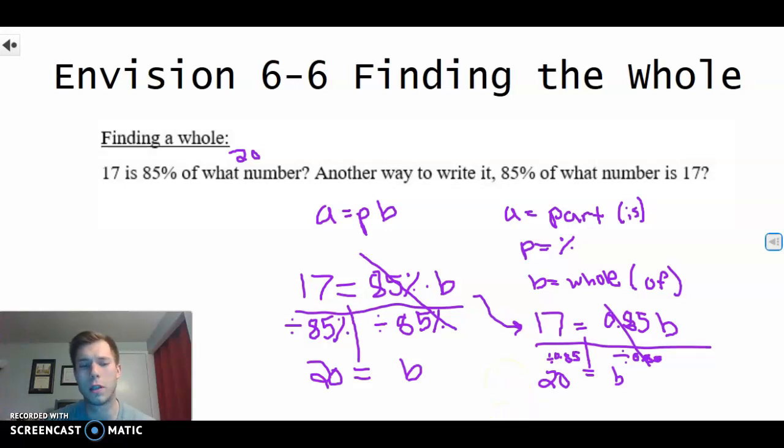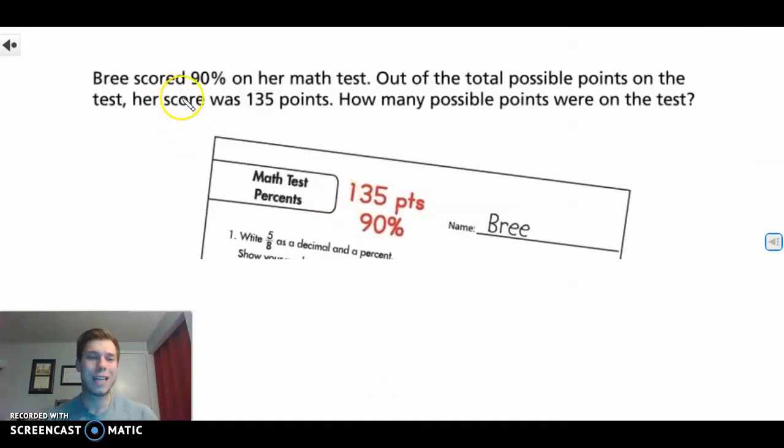Okay. Let's go on to the next one. So Bree scored 90% on her math test. Out of the total possible points on the test, her score was 135 points. How many possible points were on the test?